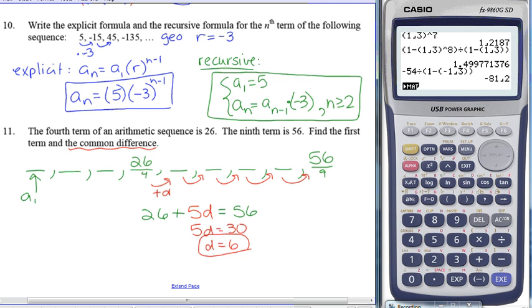And then I would just work backwards and say, well, normally I'd add 6, so if I'm going this way, I'm going to subtract 6. So 26 minus 6 is 20, minus another 6 gets me to 14, minus another 6 gets me to 8, and there's my first term is 8.